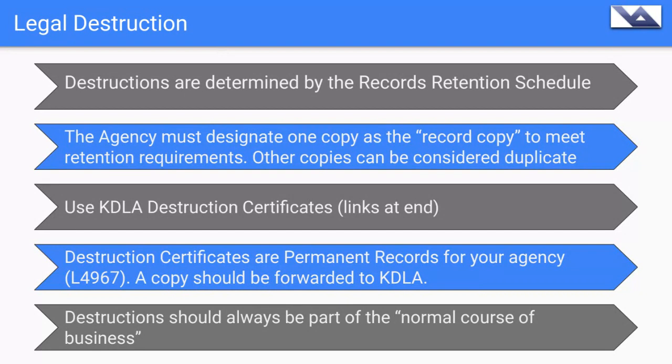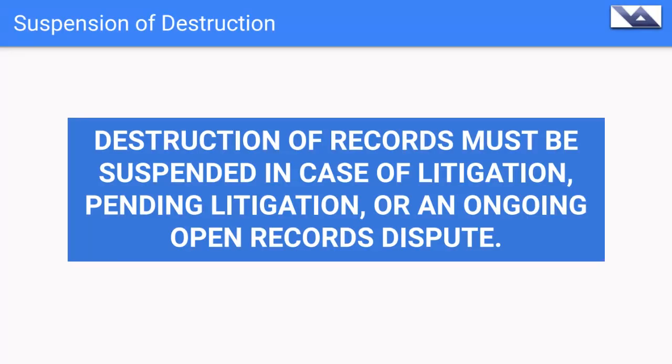Again, I've said it several times before, but if you receive open records requests for records that have met their retention but have not been destroyed, you must provide them. I also want to point out that if you have records that have met retention but you're using them or they're needed, you're not required to destroy them. The retention schedule sets the minimum time records should be retained. Make sure to have clear policies and filing protocols to determine where and who has that record copy. Destruction of records must be suspended in case of pending litigation or an ongoing open records dispute. When in doubt, contact your legal counsel.